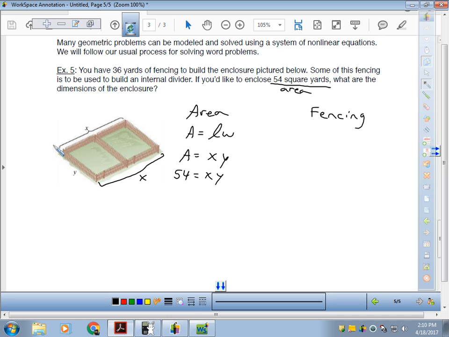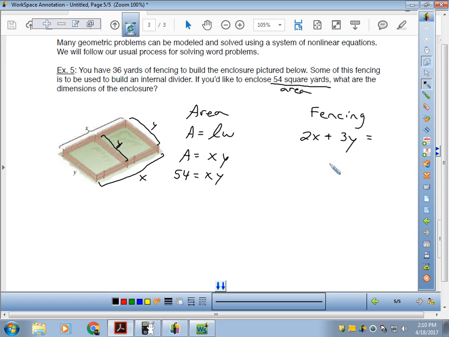And if this width here is y, it means that the width here is y, and it also means that the width of this internal divider is also y. So, when we do our fencing, how many x's do we have to build? We have to build one over here and one over here. So we have to build two x's. Plus, how many y's do we have to build? Well, we have one here, one in the middle. So we have 3 y's.